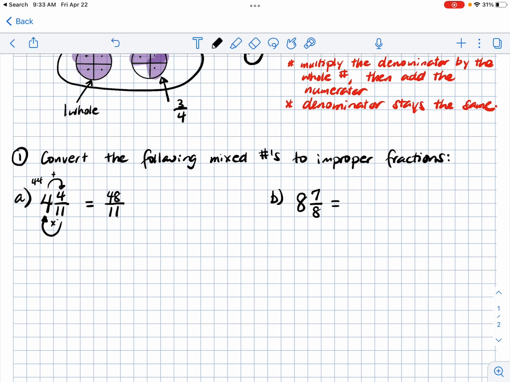For the other example, we have 8 and 7/8. Again, set yourself up. You know that the denominator still has to be 8 because it's equivalent. So again, I follow the cycle. So I'm going to go 8 times 8, which is 64. 64 plus 7 will give me 71/8. Okay. So again, converting mixed numbers to improper fractions is something most people find a bit more straightforward. I do myself. We have to go the other way.